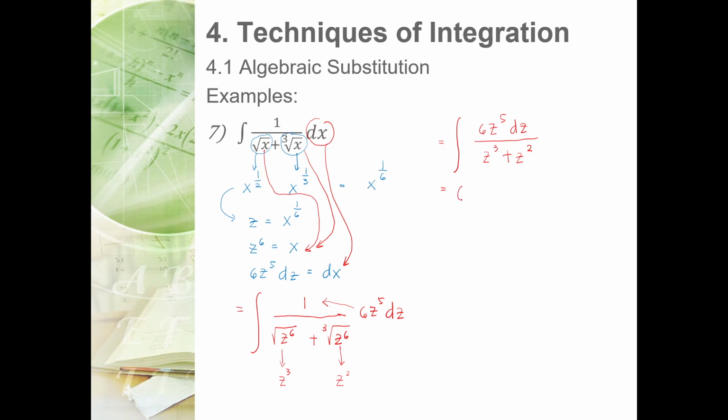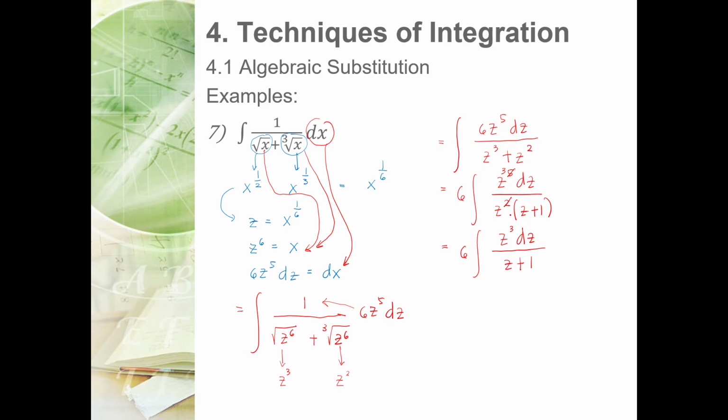So trying to factor out 6, then trying to factor out z squared in the denominator, this would give us z to the power of 5 dz all over z squared times z plus 1. So eliminating two z's, the numerator becomes z cubed. So you now have 6 integral of z cubed dz all over z plus 1.